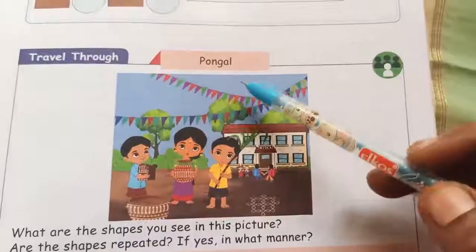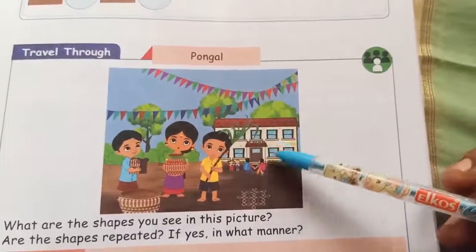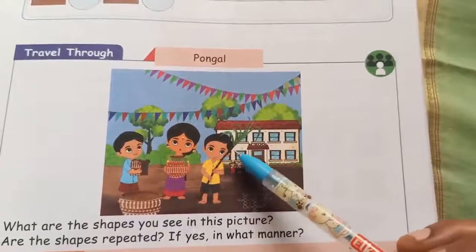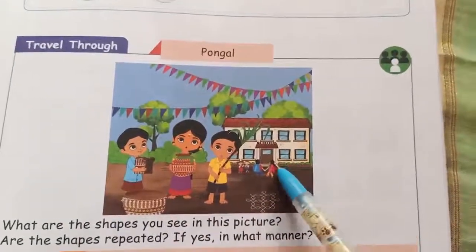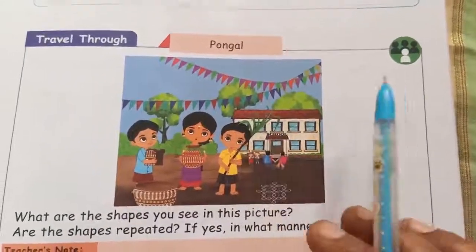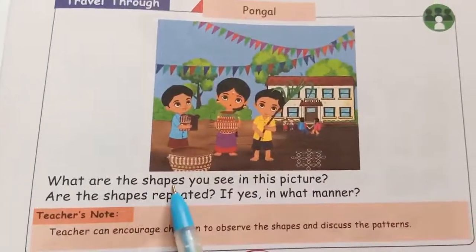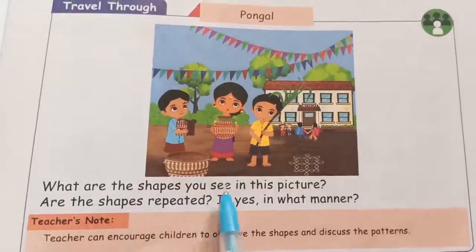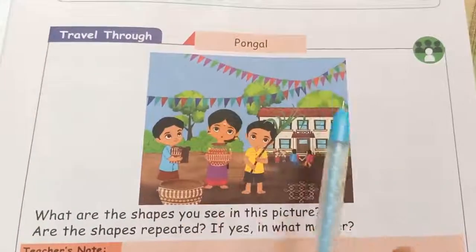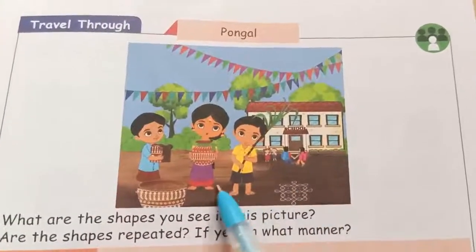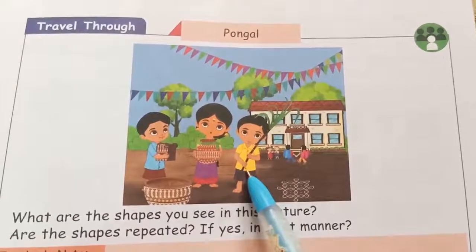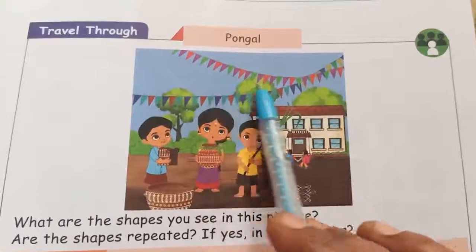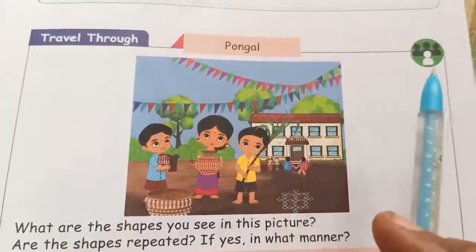So this page is also your homework, you properly complete it. See the next one, Pongal celebration. See, this is a school's picture. In that school they are celebrating the Pongal festival. See, here we have a lot of shapes. What are the shapes you see in this picture? For example, this sugarcane and this school building and these color papers, everything has some shape.